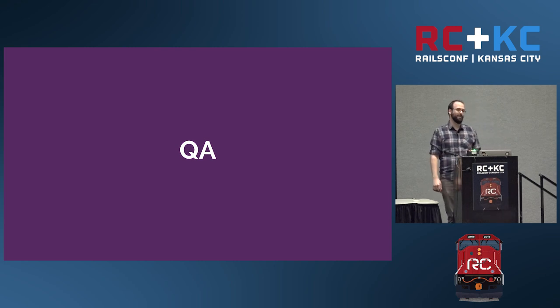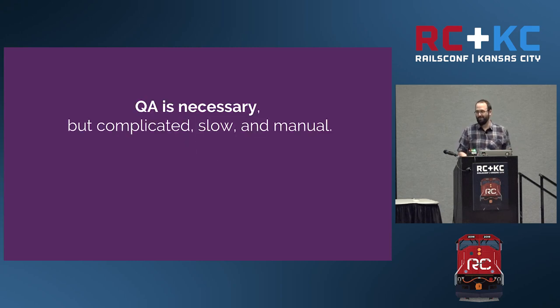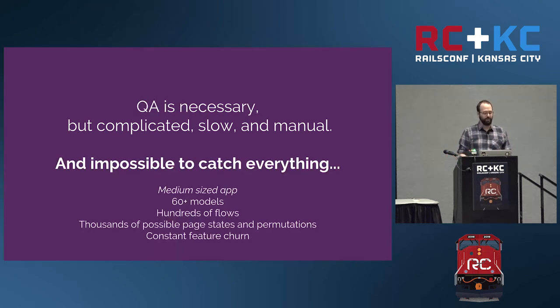And this can be developer QA, this can be you doing QA on your apps, this can be QA engineers, right? QA can mean many things, but part of the job is to find these kinds of things before they hit production, right? Or you get issues from your customers and you fix them after. But QA is very necessary, but it's also very slow and manual and complicated, right? And it's also pretty impossible to catch everything, right?